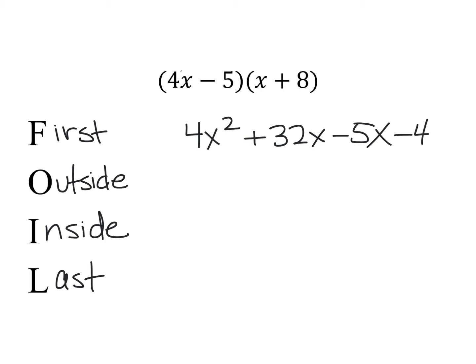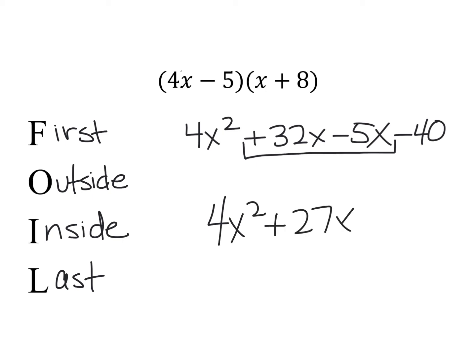And just like before, most of the time your two middle terms are going to be like terms, and you put them together. So I have 4x squared, and that looks like that's going to be a 27x, minus 40. So again, FOIL, first, outside, inside, last, is just an acronym so that you could remember what to multiply without having to draw the arrows.